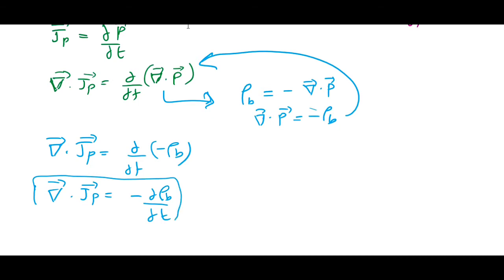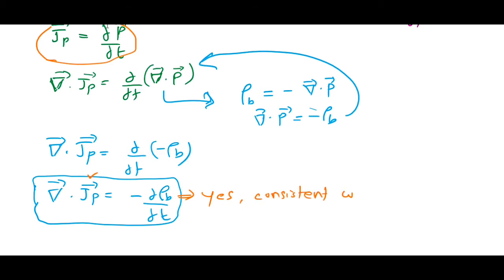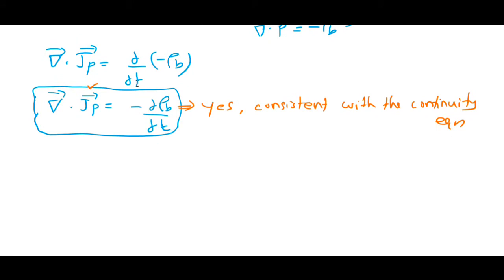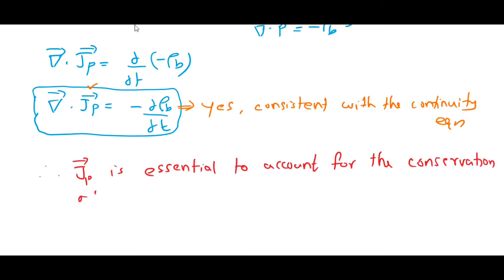Okay, good. See, this is nothing but a continuity equation. Now let us comment that the current density JP satisfies the continuity equation, therefore this is consistent. P is consistent with the continuity equation. Therefore, this JP is essential to account for the conservation of bound charge. This equation shows that our JP satisfies the charge conservation.